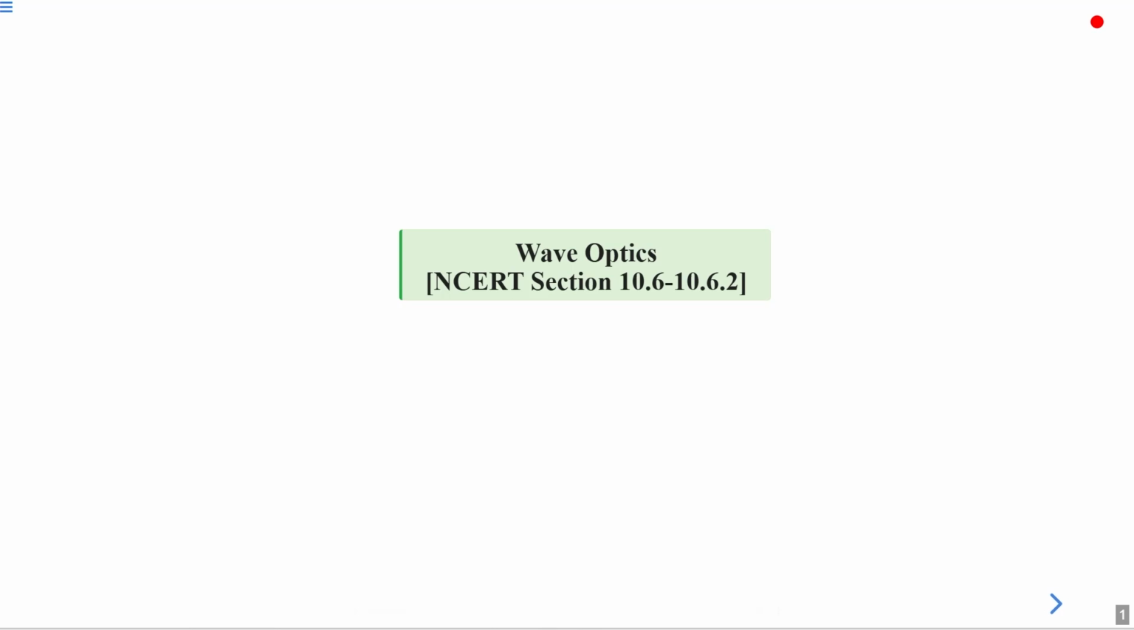Today we are going to discuss NCERT section 10.6 to 10.6.2 of chapter Wave Optics.